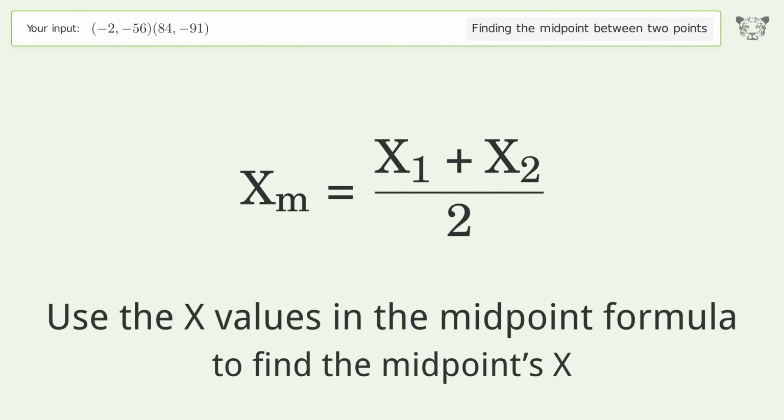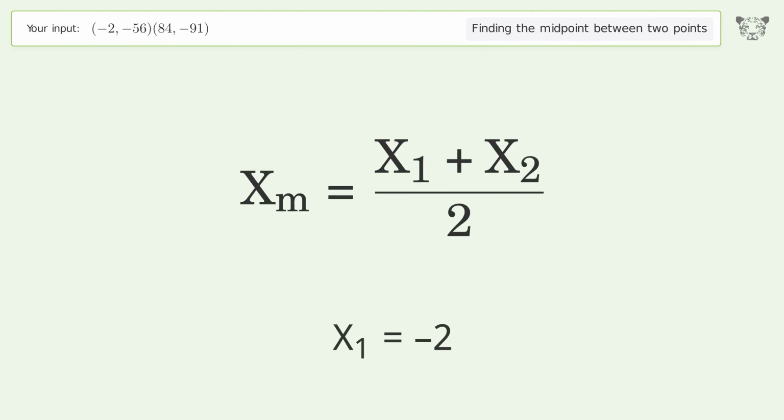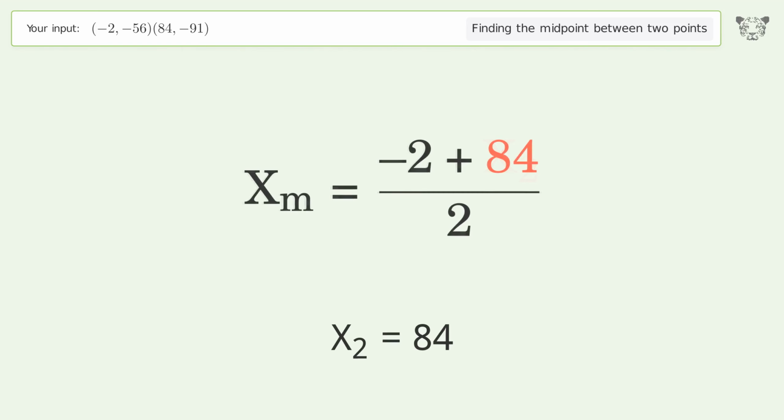Use the x values in the midpoint formula to find the midpoint's x. x1 equals negative 2. x2 equals 84. Simplify the arithmetic.